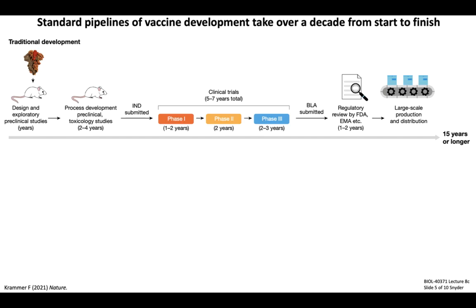If everything in this process goes well, then you end up filing a licensing application with the FDA, and this is another process that takes a few years. And then once approved, it takes additional time to manufacture and distribute the vaccine.